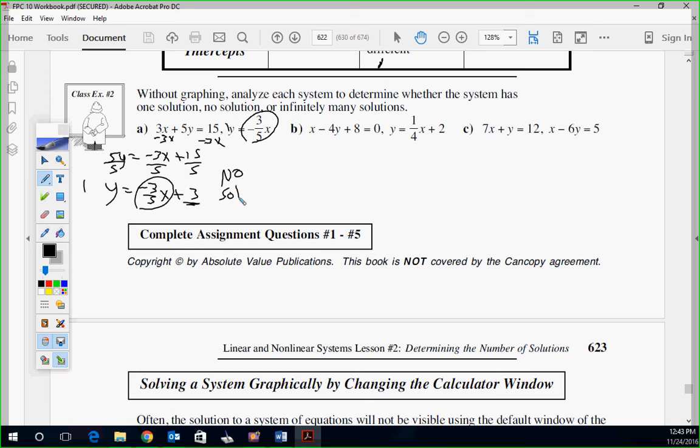Do the next one here. I'm going to minus the x. I think I might add the 4y, actually, might be quicker. So 4y equals x plus 8. Okay, 1/4 and 1/4. I have 1/4 x plus 2 with 1/4 x plus 2. They're parallel, but they have the same y-intercept, so they're on top of each other. So this is infinite.